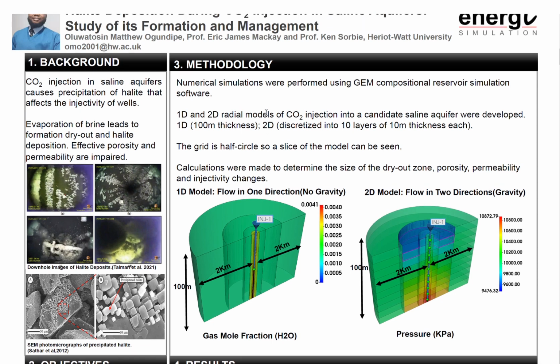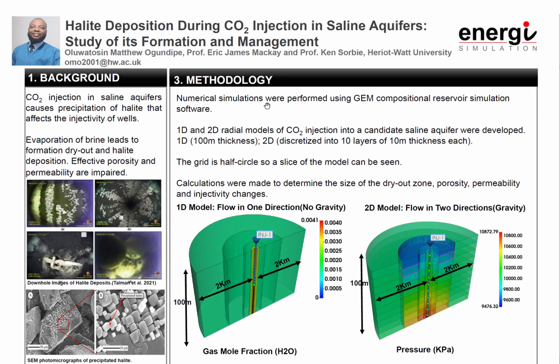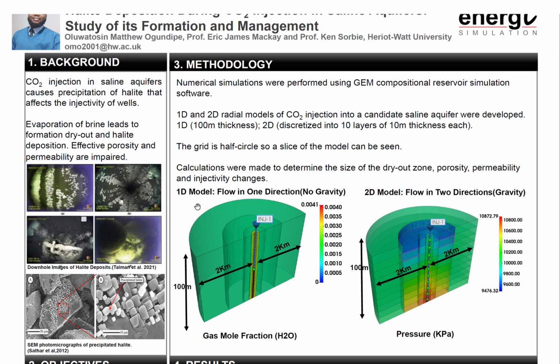Now we go to the methodology. I used numerical simulations and they were performed using GEM compositional reservoir simulation software. 1D and 2D radial models of CO2 injection into a candidate saline aquifer were developed. The 1D is 100 meters thickness, and the 2D is discretized into 10 layers of 10 meters thickness each. The grid is half circle so that the slice of the model can be seen. Calculations were made to determine the size of the dryout zone, porosity, permeability, and injectivity changes.